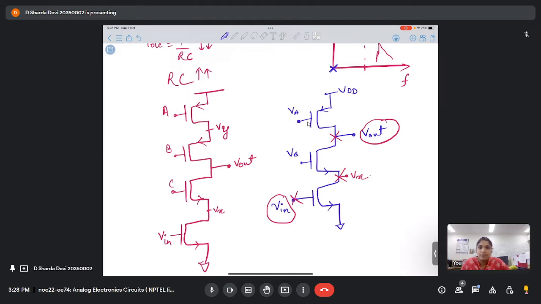V in, Vx, V out, Vy, ma'am. Yes, V in, Vx, V out. So, is this clear? What are the nodes that we are seeing as AC nodes? And why are we avoiding A, B, C? Is this clear to everyone?